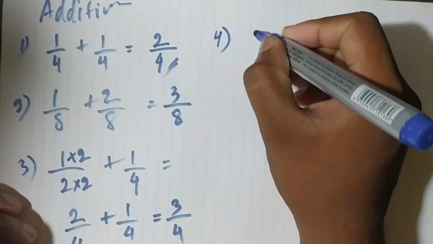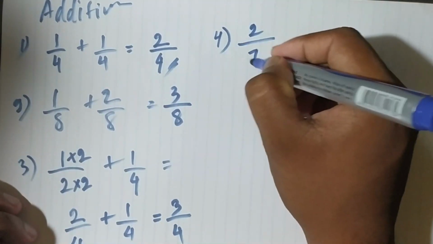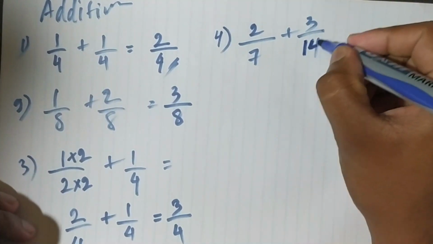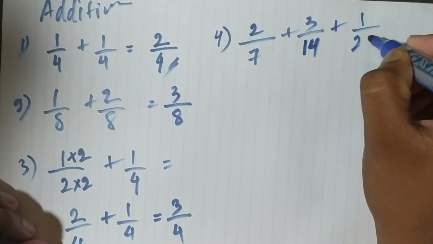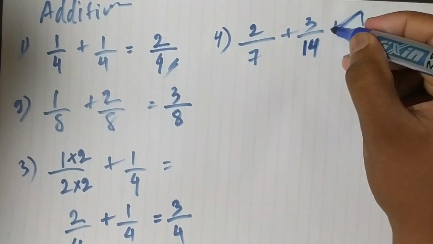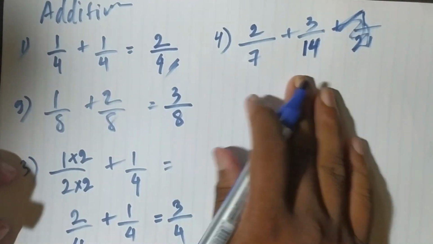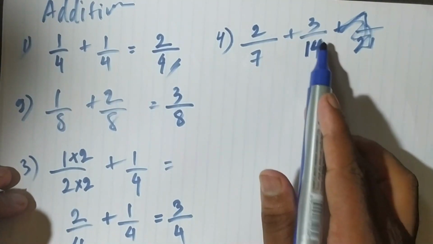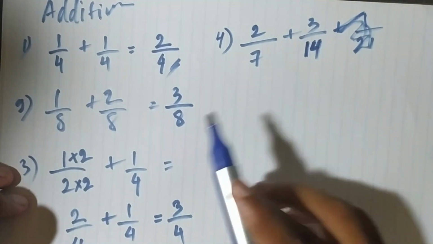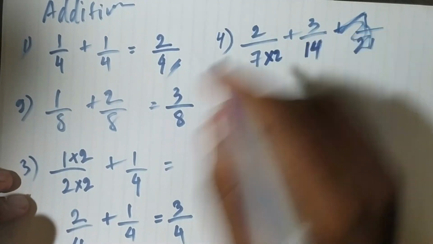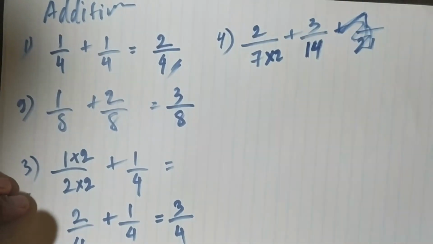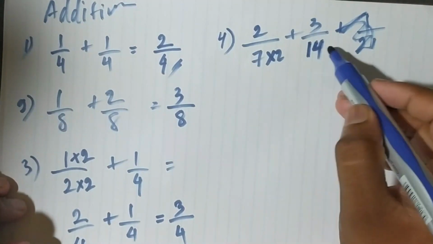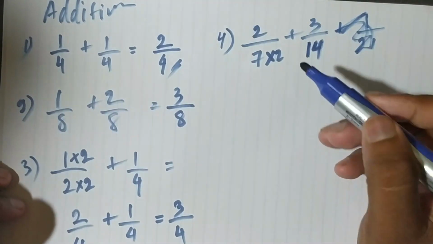So I am taking another one. I am just taking 2 over 7 plus 3 over 14. Okay, now just see 7. Can you make it to 14? Yeah. How can you make? Just multiplying by 2. Always see whether you can multiply, not adding or subtraction. Just you should multiply. So I am to convert this 7 into 14. What should I do? I should multiply by 2.